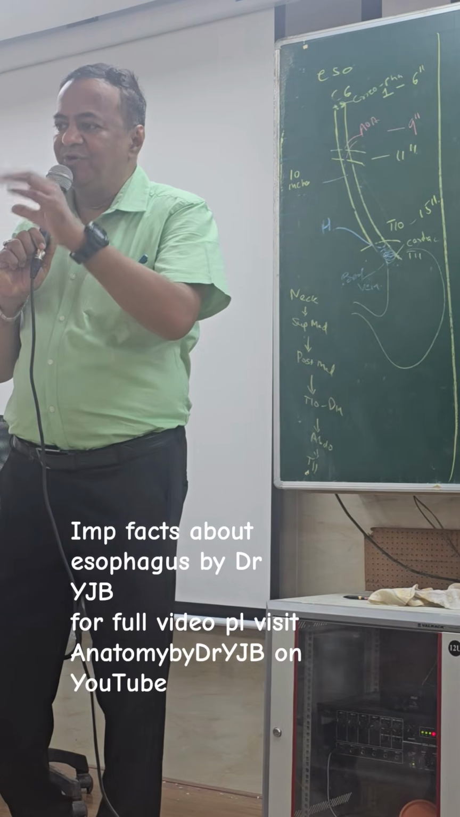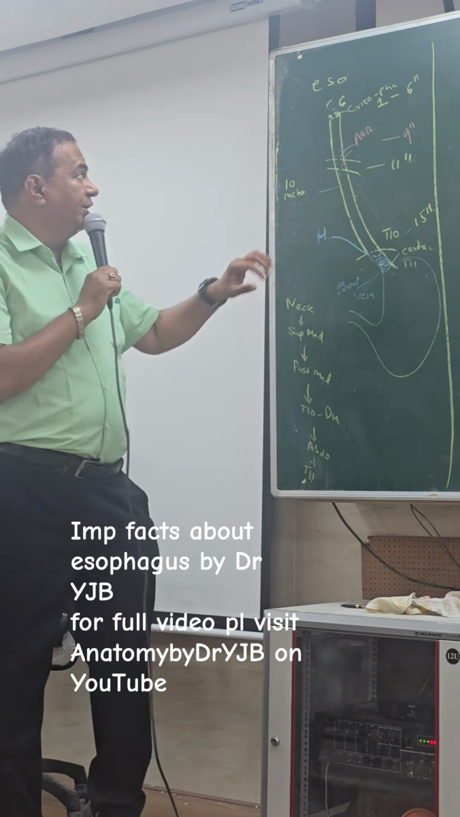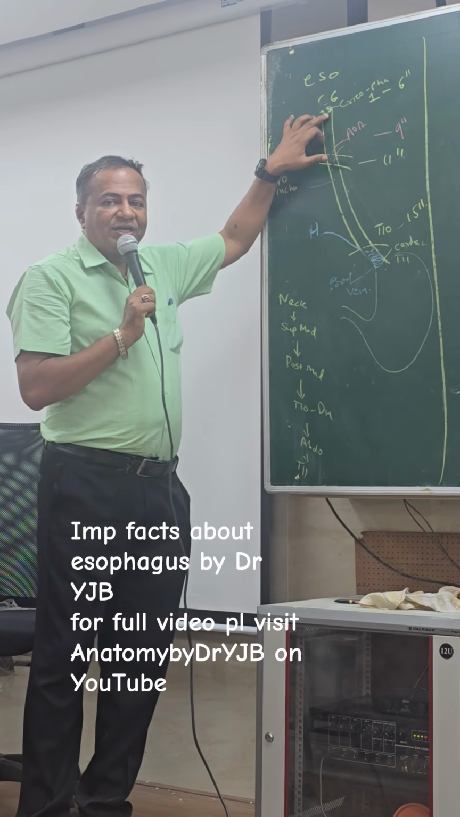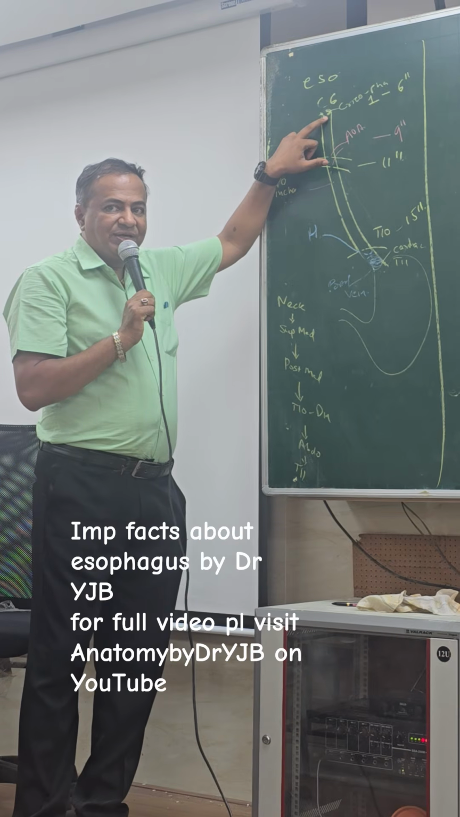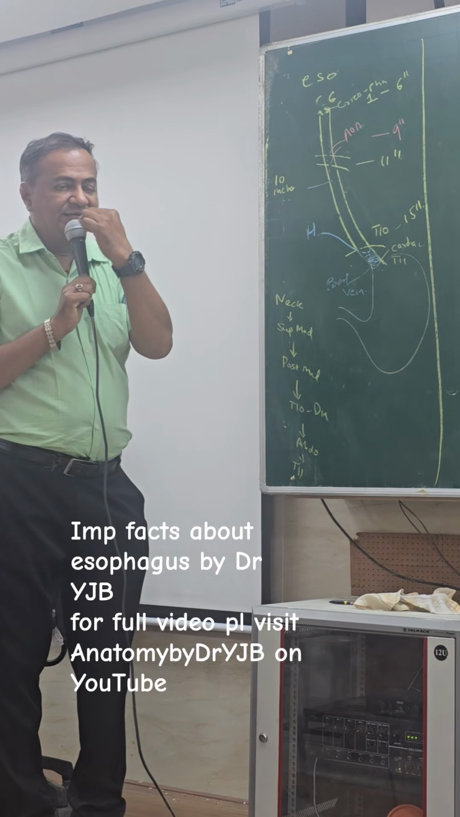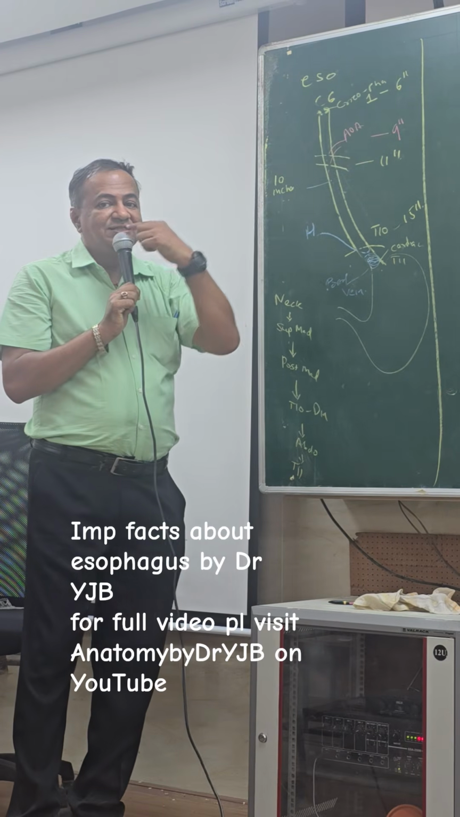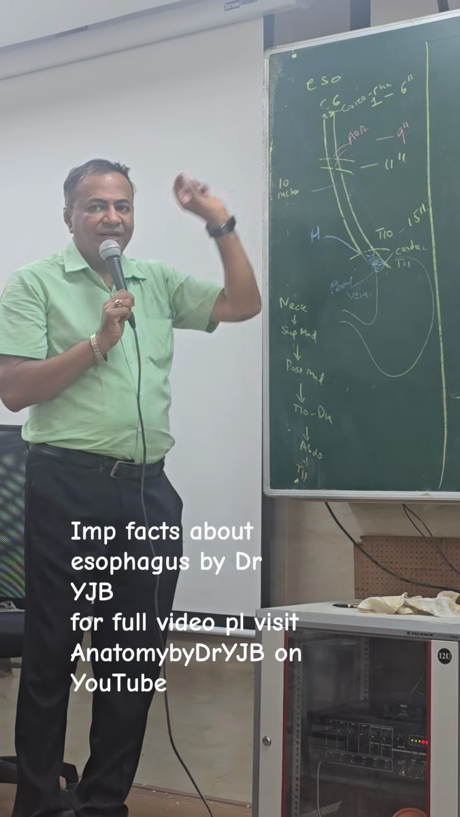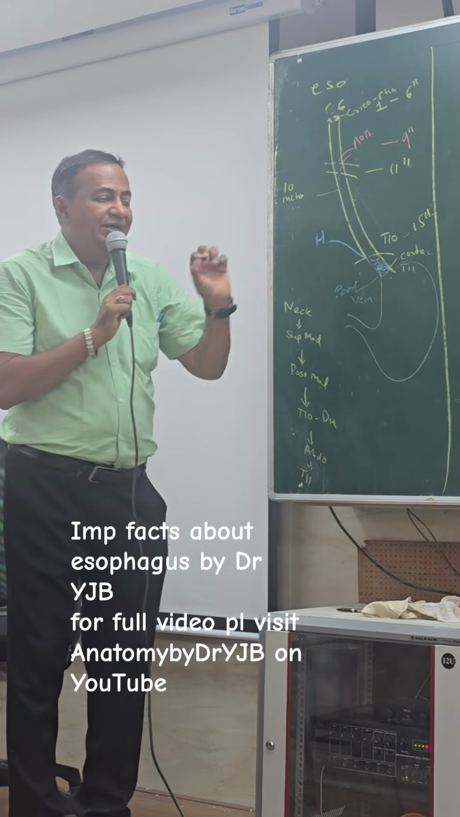Some significant points about the esophagus which you should know: there are 4 constrictions, which are measured from the distance from the incisor teeth. While Ryle's tube has these 4 markings, the first marking is 6 inches from the incisor teeth, at the cricopharyngeus. You feel the resistance while putting in the Ryle's tube.